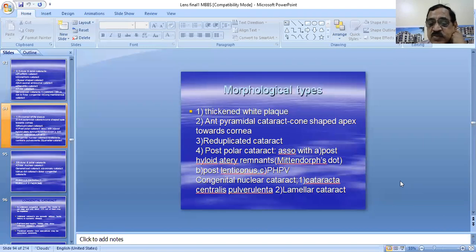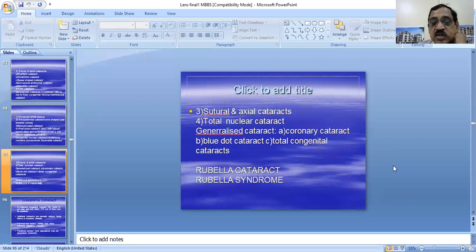and it is associated with the rubella syndrome sometimes. With the fundus, you have a salt and pepper appearance, and there can be a microcornea and persistent hyperplastic primary vitreous. All these things can occur. In sutural and axial cataracts, the opacification dots will be present in the anterior Y-sutures and also the posterior Y-sutures of the lens.